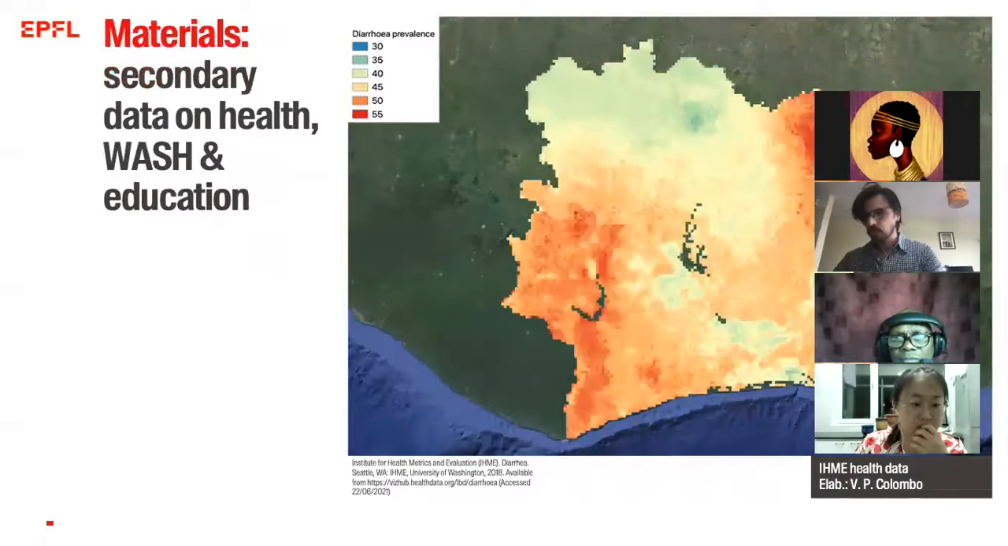Now, let me introduce the materials used in this study. As mentioned previously, this study was strictly based on open access data. The Institute of Health Metrics and Evaluation provides geo-referenced data on several health conditions, as well as on education, water, sanitation, and hygiene services. The data consists of rasters with a resolution of 5 kilometers, containing estimates calculated from different surveys. The Institute provides yearly estimates starting at the year 2000.